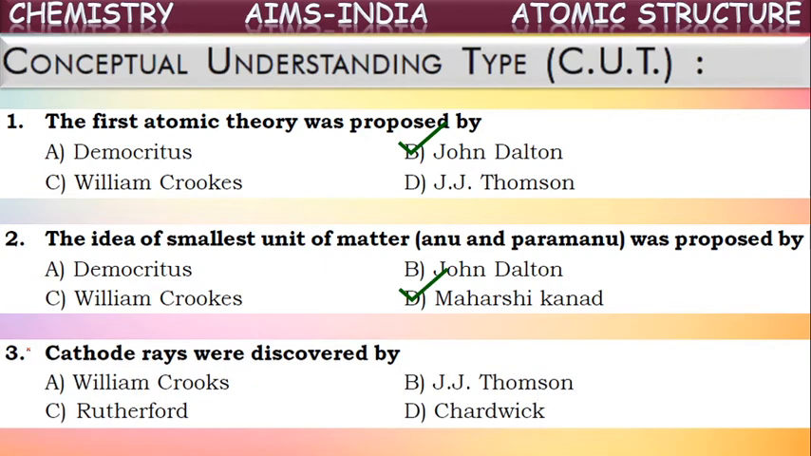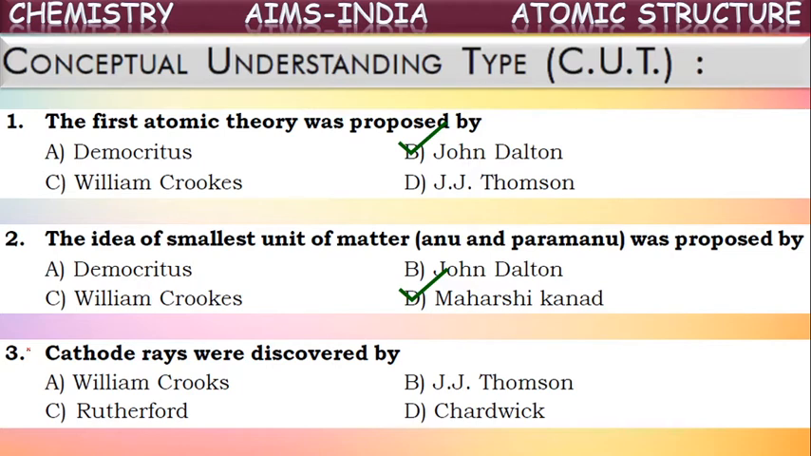Okay, next one. Cathode rays were discovered by... Actually, this cathode ray experiment or discharge tube experiment was done by William Crookes. At the first time when he was doing this discharge tube experiment, he observed some particles being emitted inside the discharge tube. When a gas is taken inside the discharge tube at a very low pressure, and a high voltage current is applied, he observed that certain particles are emitted. But he did not give much clarity about what kind of particles those are.